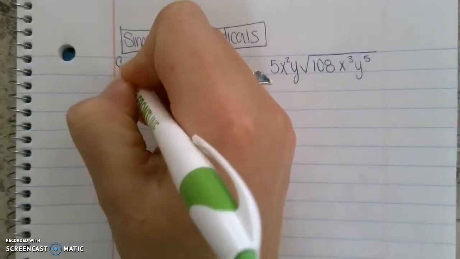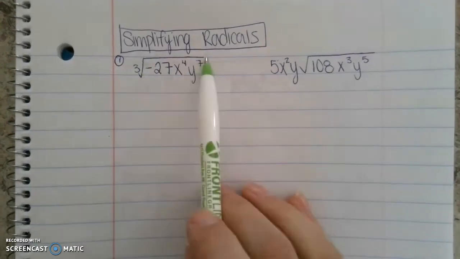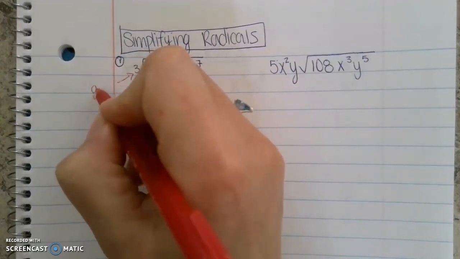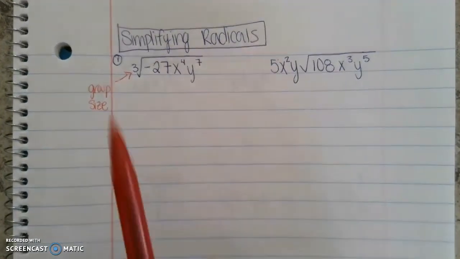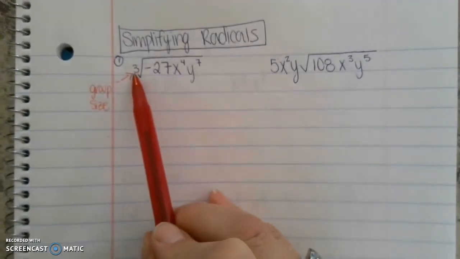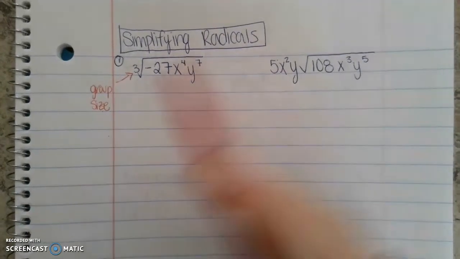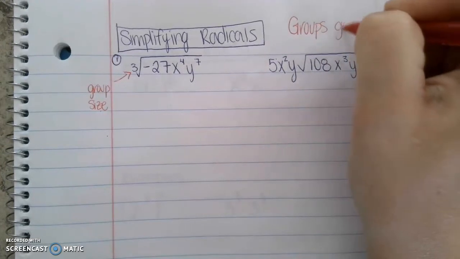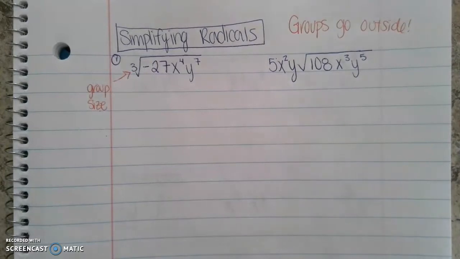So the first one we're going to look at is this one right here, and we want to go ahead and break this down. Now, as a reminder, our index here tells us our group size. Okay, so when we're looking at our index on the outside, that little number on the outside of our radical, that's what's going to tell us when we split our trees up what size groups we are looking for. Okay, and maybe make a little note at the top of your paper here, groups go outside. Okay. All right, so let's go ahead and make our trees here.